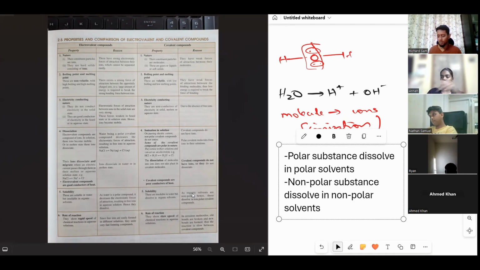Next was about coordinate bond. We saw about coordinate bond in the last class. Coordinate bond is between what two things? You are not studying. Ion and covalent compound. Yes, ion and covalent compound.